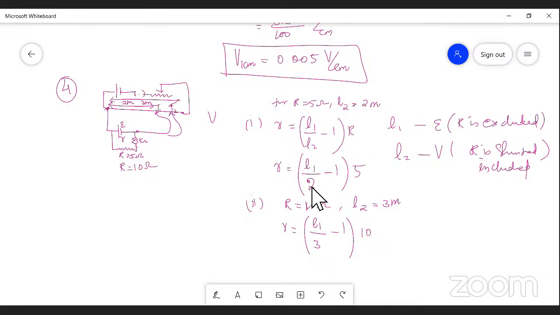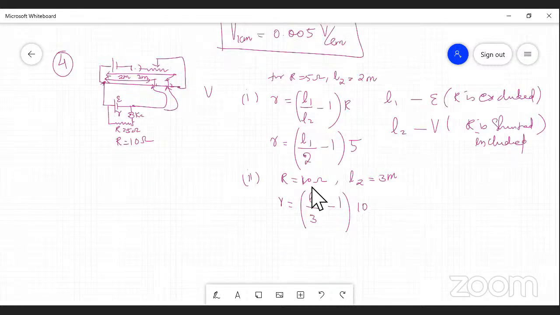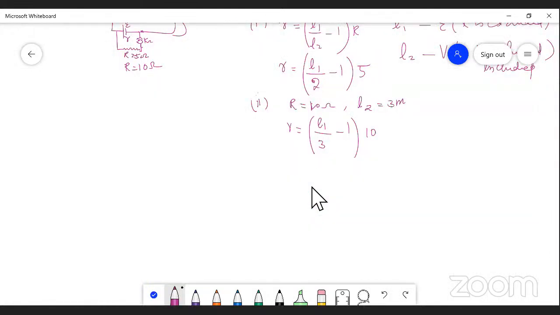Actually, they have given first, when the cell is shunted with an external resistance R equals 5 ohm, the balancing length is 2 meters. And then when it is shunted with 10 ohm resistance, the balancing length is 3 meters. So with that, we have formulated two expressions. One is r equals (L1 by 2 minus 1) into 5. And for the second one, r equals (L1 by 3 minus 1) into 10. As this r value is equal, we can calculate L1 now.